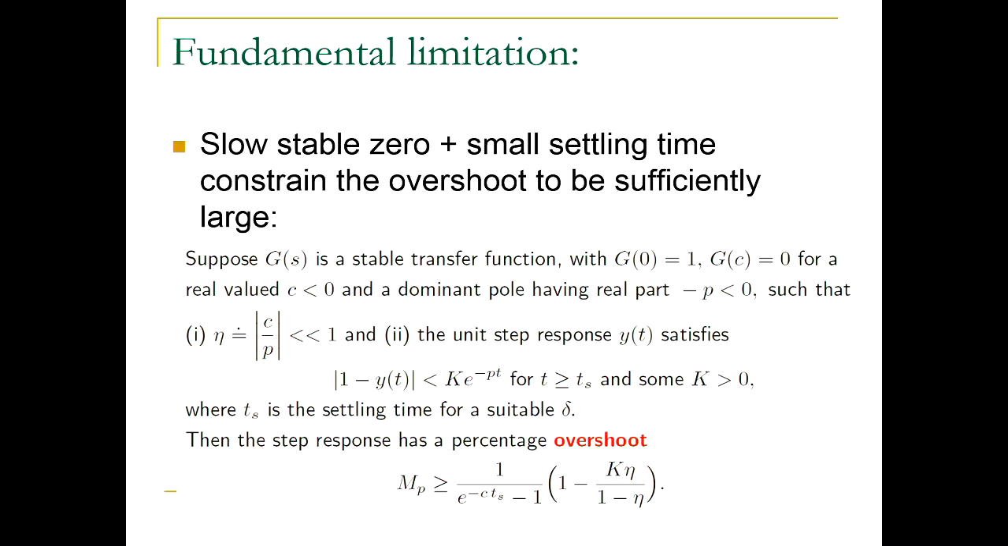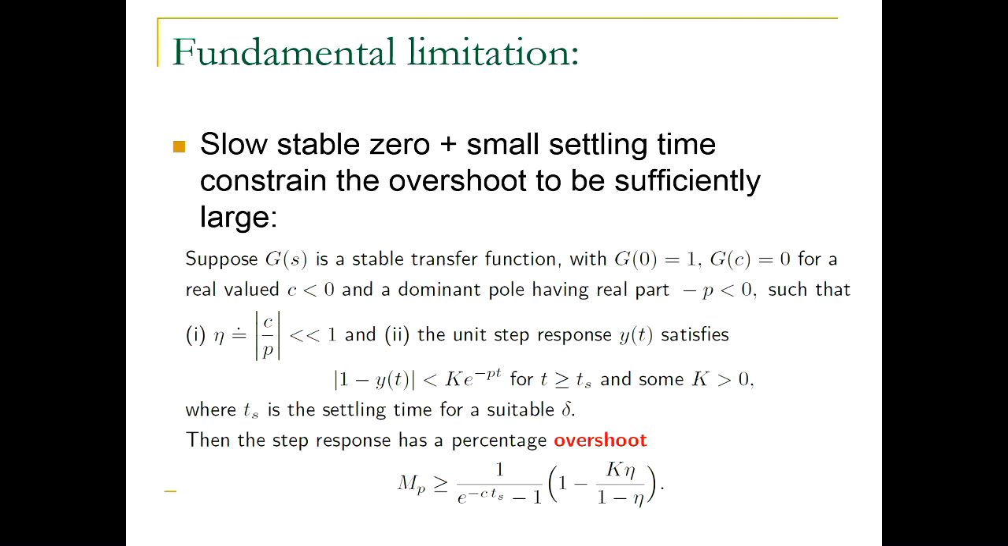Suppose G(s) is a stable transfer function. Again, G(0) is 1, and G(c) is 0, meaning that c is a zero of the transfer function. For real valued c, c is now negative. Note, c is smaller than 0, so this is a stable zero. And suppose that we have a dominant pole having real part minus p. So this is a stable transfer function, so real parts are all negative, right? So p corresponds to the pole closest to the imaginary axis. And then we assume that the absolute value of c over p is much smaller than 1.